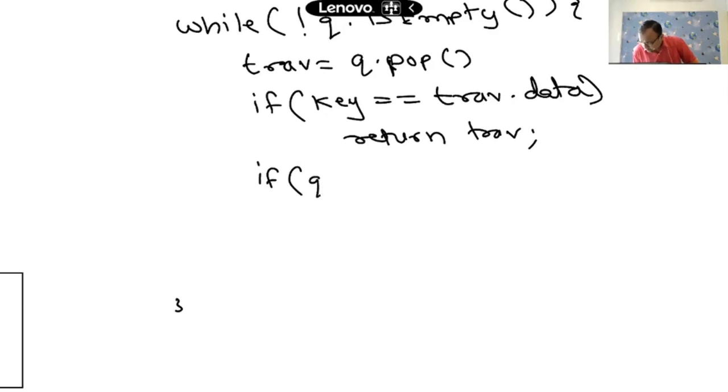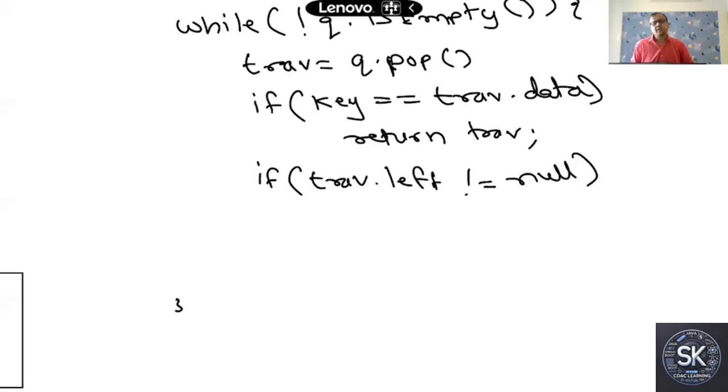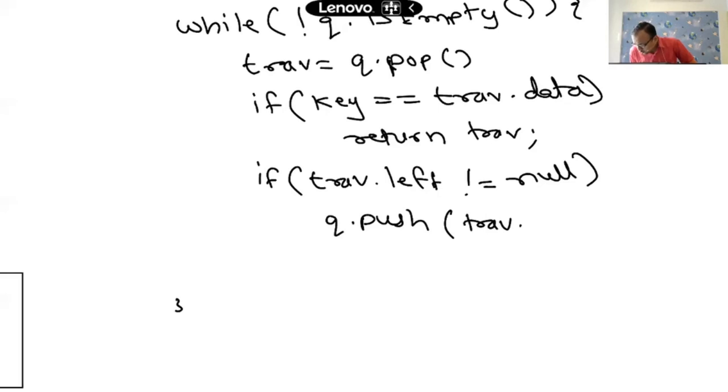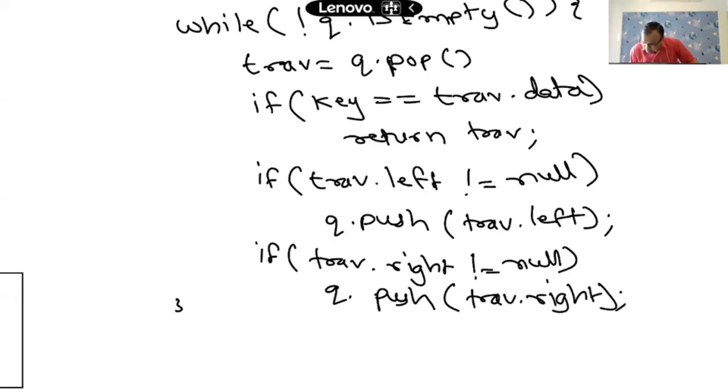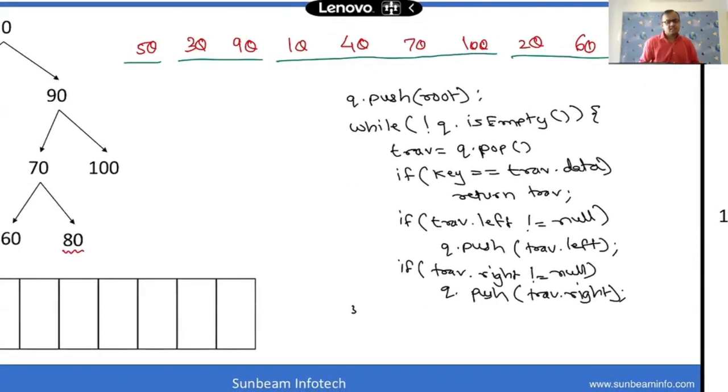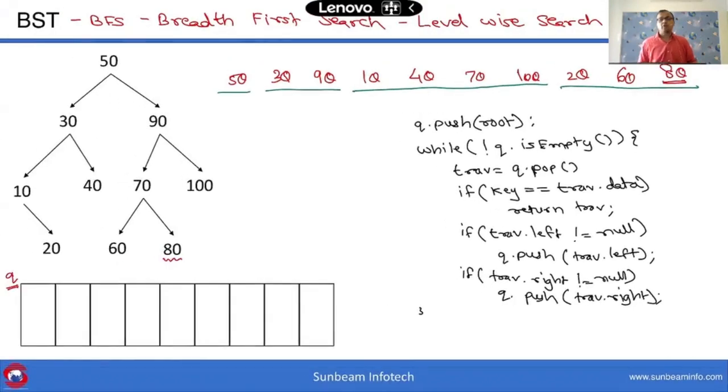So you simply say that if trav dot left is not equal to null, what is to be done? Push it onto the queue, trav left. Or if it has got a right child, if right is not equal to null, go ahead, q dot push trav dot right onto the queue. This is done and it's over. Such a simple, such a straightforward algorithm that you need to follow.